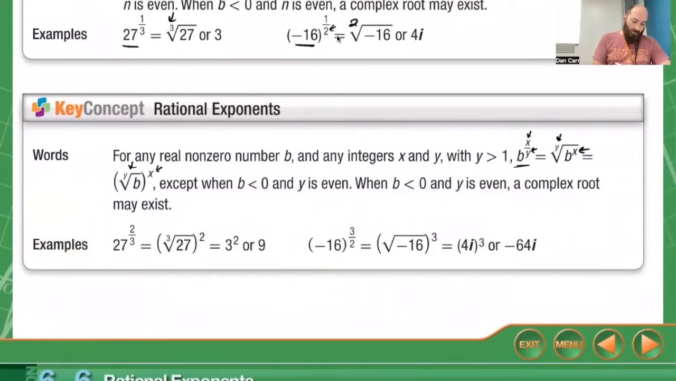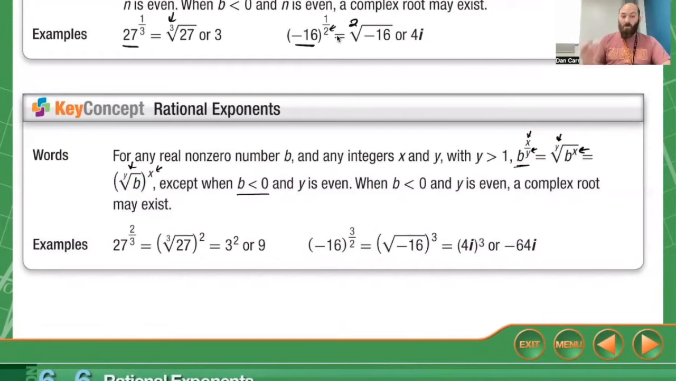When we look at this one, it's telling us a little bit more here. If b is less than 0, which means that this number inside is negative, and y is an even value, then potentially we have complex values. Like this one right here is a good example of this. Negative 16, that's less than 0. Then I have an even root here, so we get complex values like that. All right, so that's what we're looking at here.